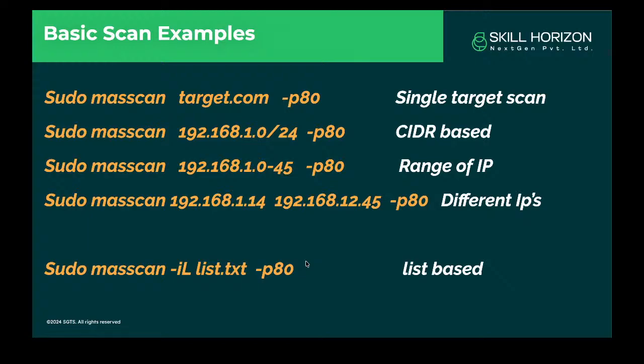Now, there are some more commands. Just like Nmap, if you want to provide a single target, the subnet, target subnet, range of IPs, different IPs, or if you want to use a list instead of a single target, the command is exactly similar to Nmap. We already discussed how you can use Nmap in your port mapping or network mapping. So the commands are exactly similar. You can use it, right?